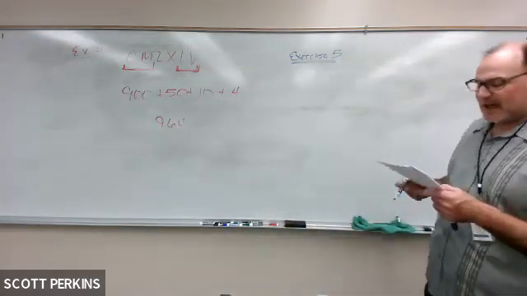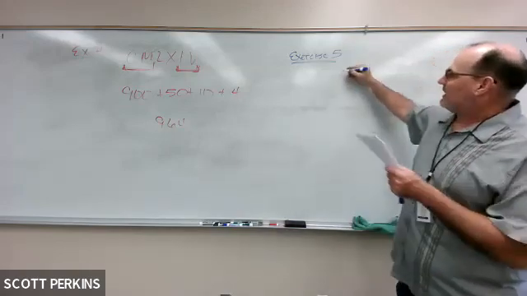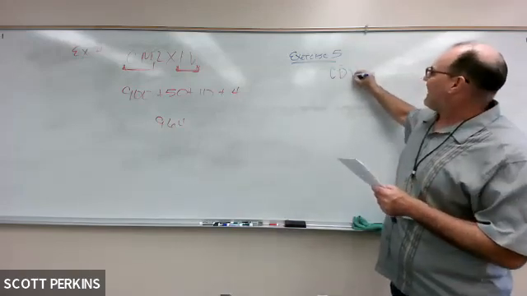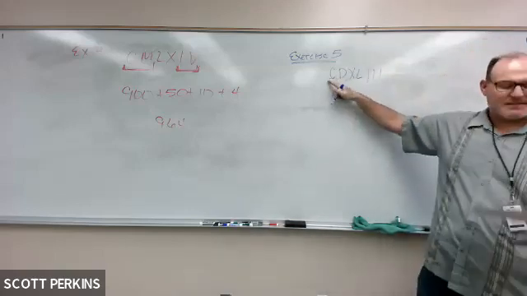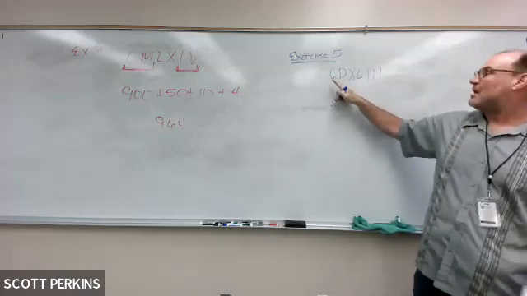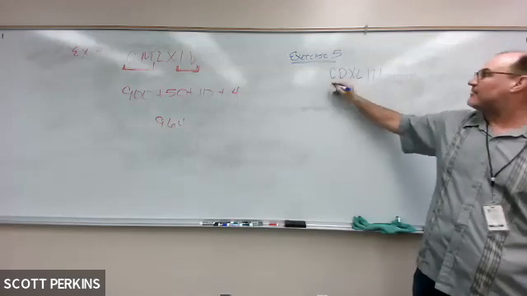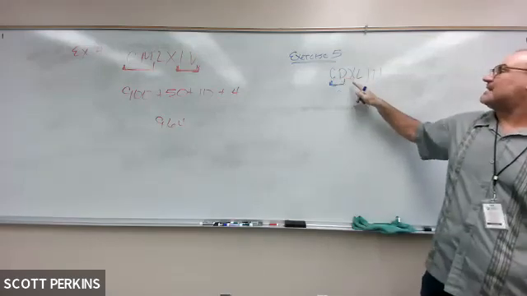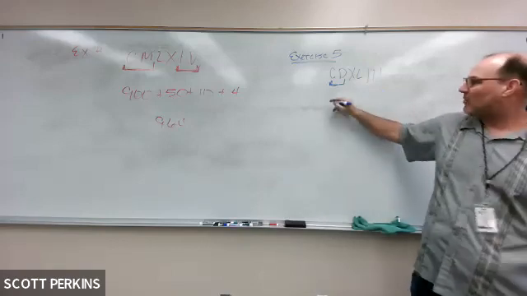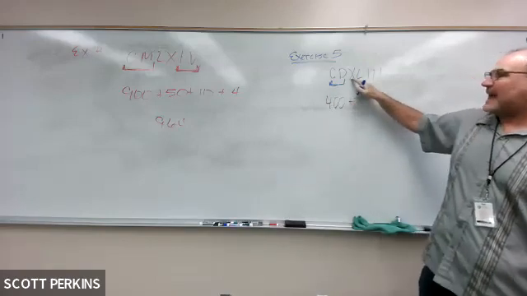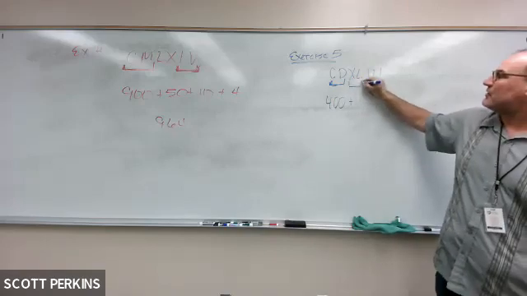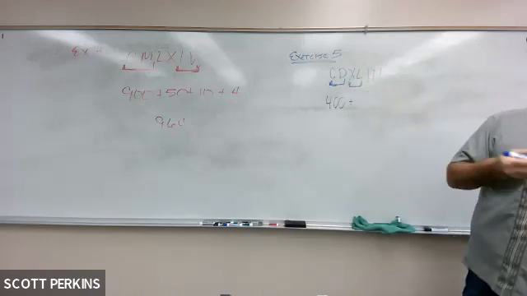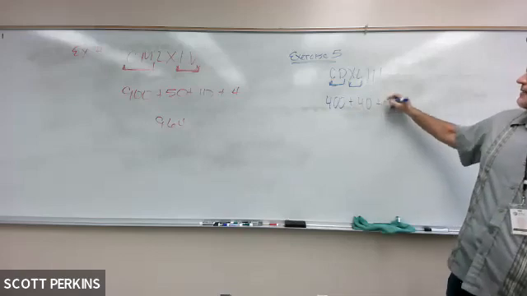Okay, so exercise 5 is CDXLIII. So again, the C comes before the D, so that's 100 coming before 500. So the C in front of the D represents 400. The X comes before the L, the X is 10, the L is 50. So those two things together represent 40. And then we've got 3 ones.